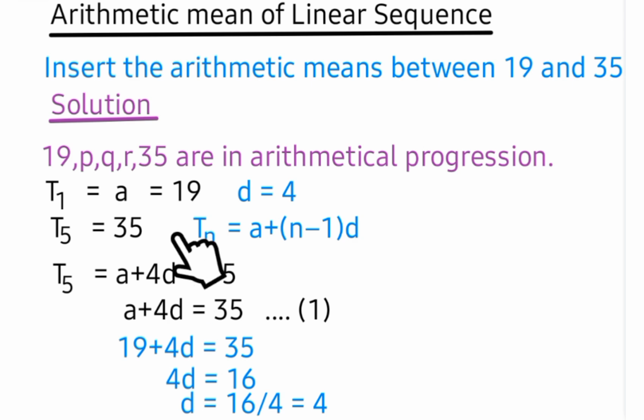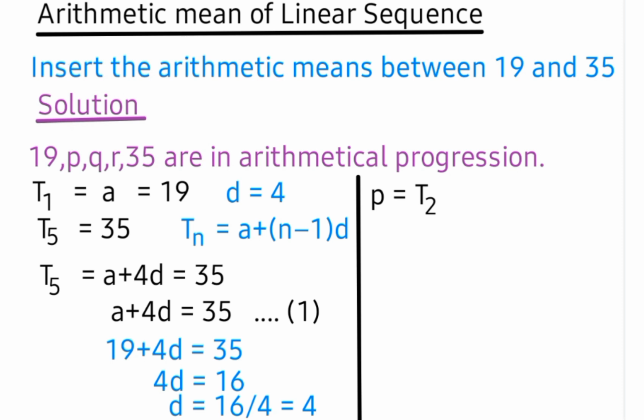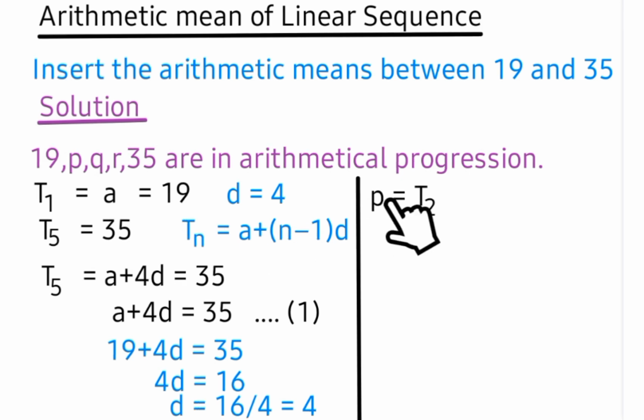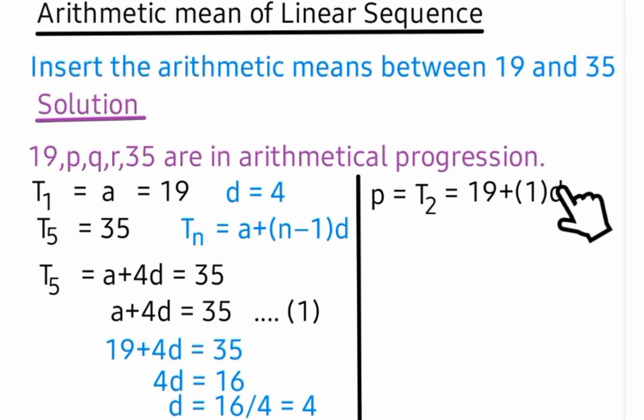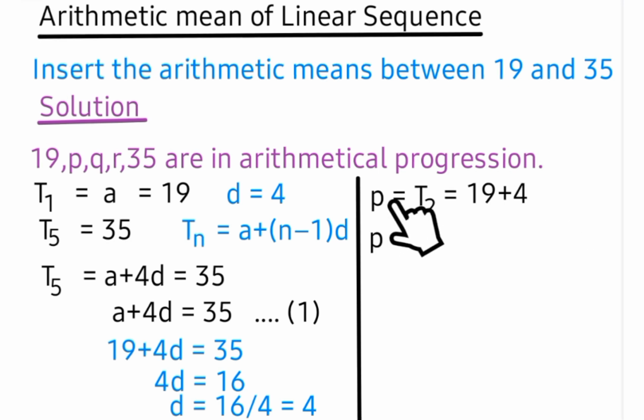Now we know the value of A being 19. We also got the value of D. Now find the values of P, Q, and R. Looking at this sequence, P is the second term, that is T2. Going by our usual formula, P or T2 will be A, we already know the value of A to be 19, plus N, 2 minus 1, D. The D value is 4. So 4 multiplied by 1, P is equal to 19 plus 4, which is 23.